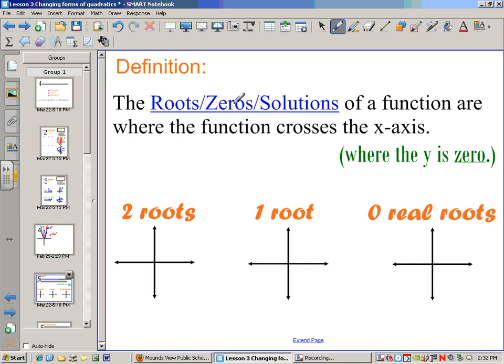All right, now roots or zeros or solutions, three ways of saying the same thing, of a function are where the function crosses the x-axis. A parabola can have 2 roots if it looks like this. It could have 1 root if it comes down and just touches and turns back around, or it could have 0 roots if it looks like this. It turns around before it hits the axis.